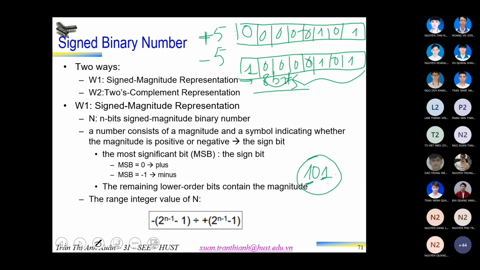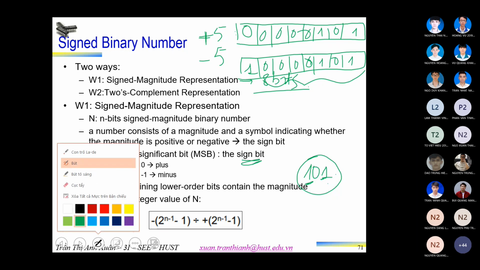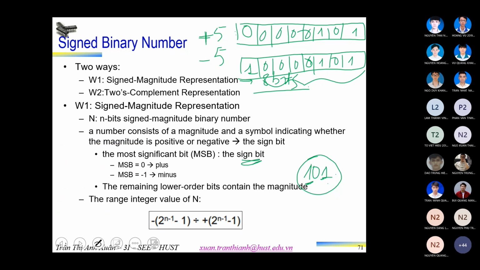So we see that for the positive and negative with this representation, they only differ in the sign bit. The magnitude is the same, and we change the MSB bit to express a positive or negative number. Okay, this is the first way, the sign and magnitude representation.